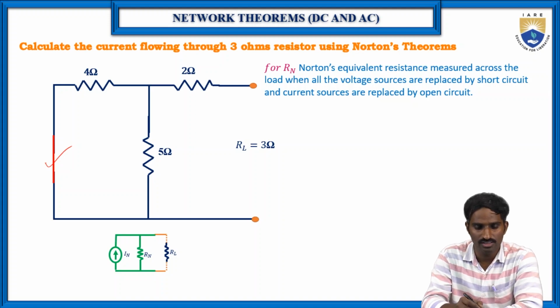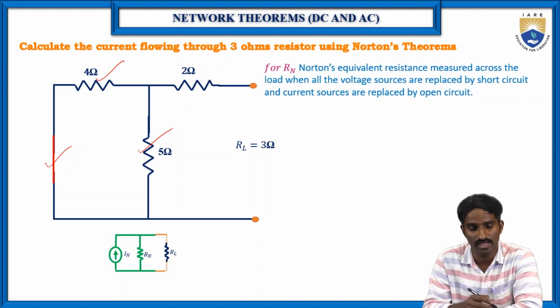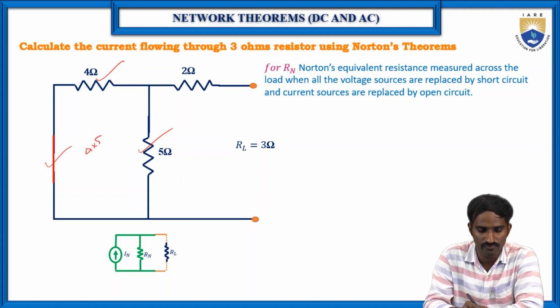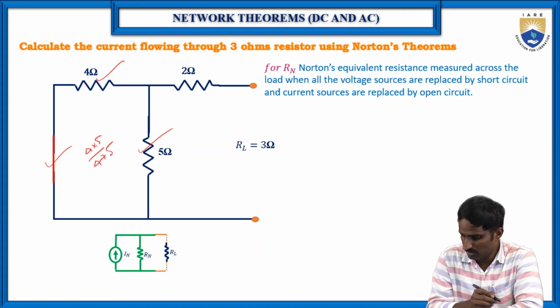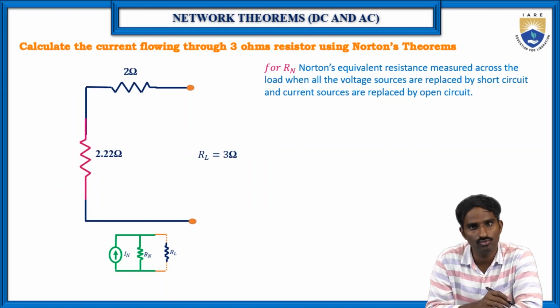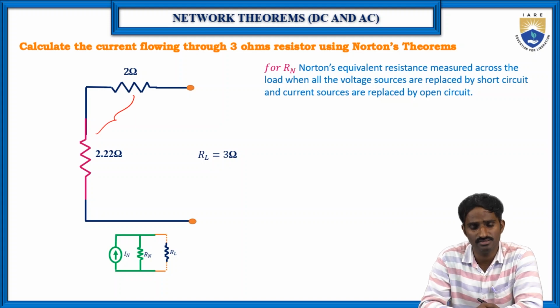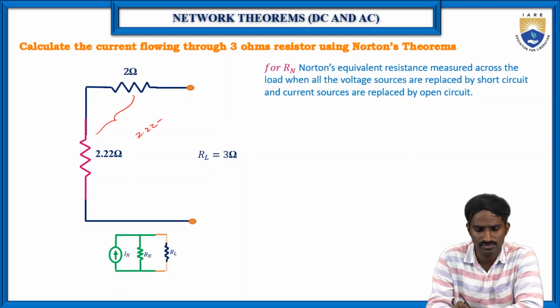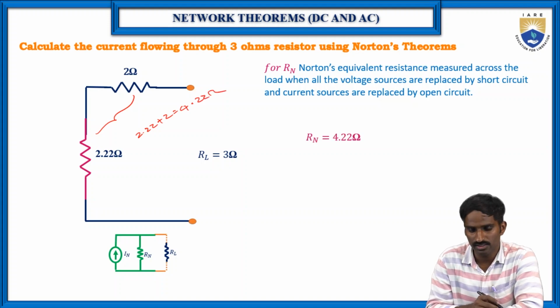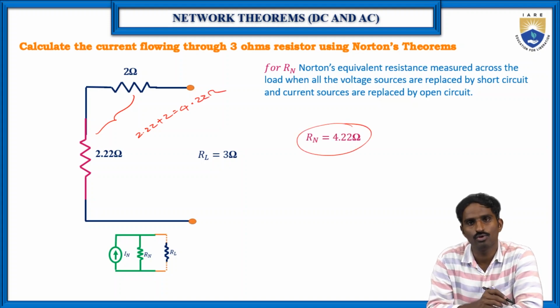Because again these 4 ohms and 4 ohms and 5 ohms are in parallel. So 4 into 5 by 4 plus 5. Then the equivalent resistance is 2.2 ohms. And again here these two are in series. So here 2.2 plus 2, which is equal to 4.22 ohms. So here the Rn is equal to 4.22 ohms.